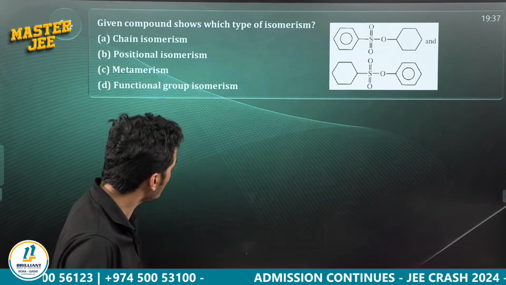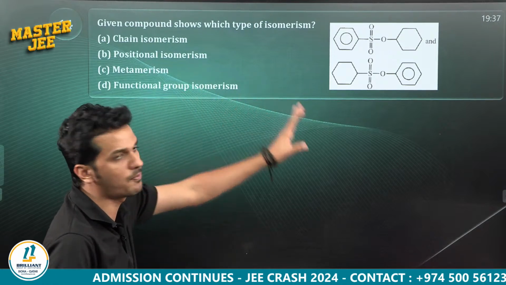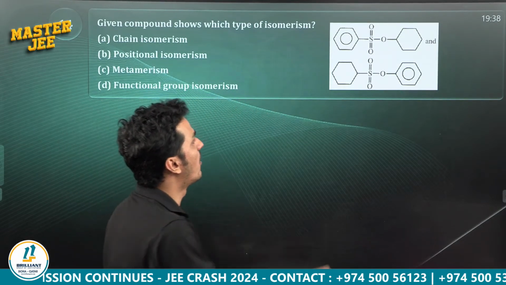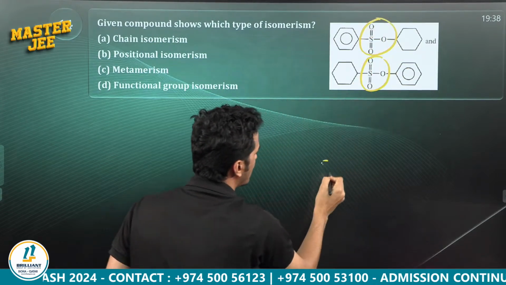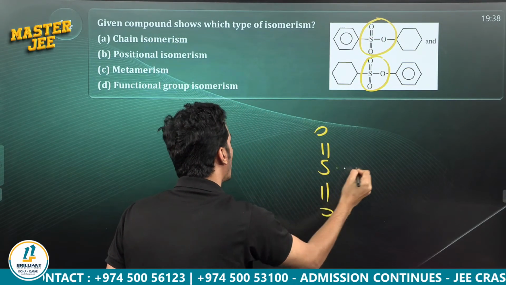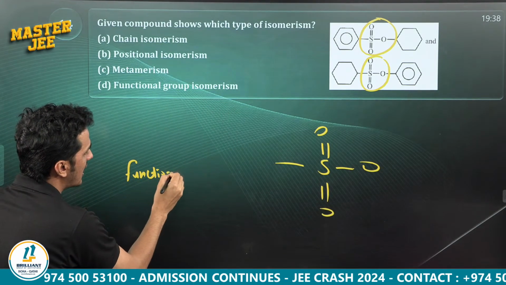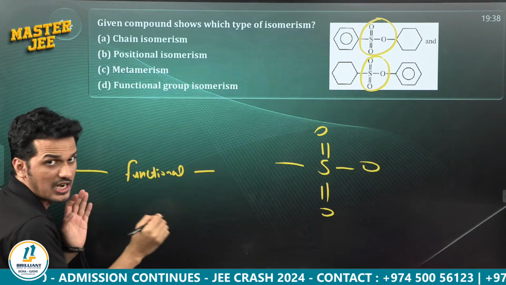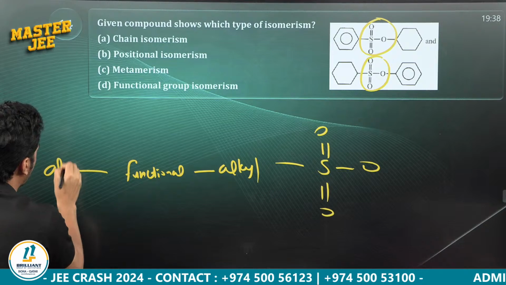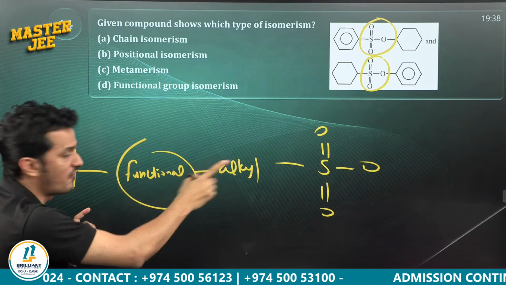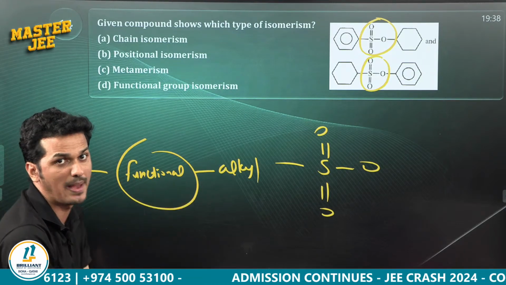This is the next question. They are giving 2 compounds and asking which type of isomerism it is. We can look at the functional group. Yes, double bond O, this is the functional group. So the functional group is there, and on either side of the functional group, different alkyl groups are coming. On either side of the functional group, 2 different alkyl groups come. Then that isomerism is called metamerism.